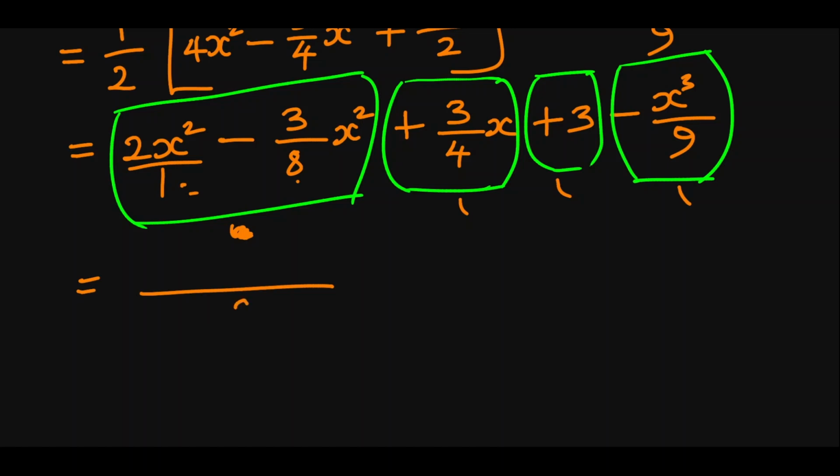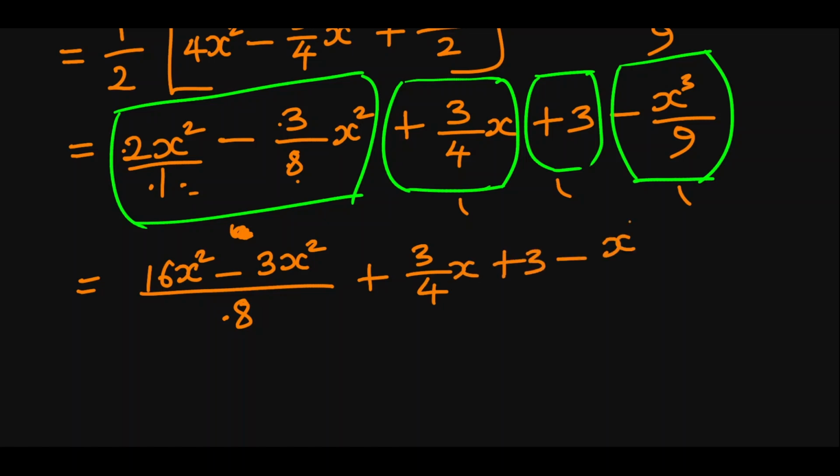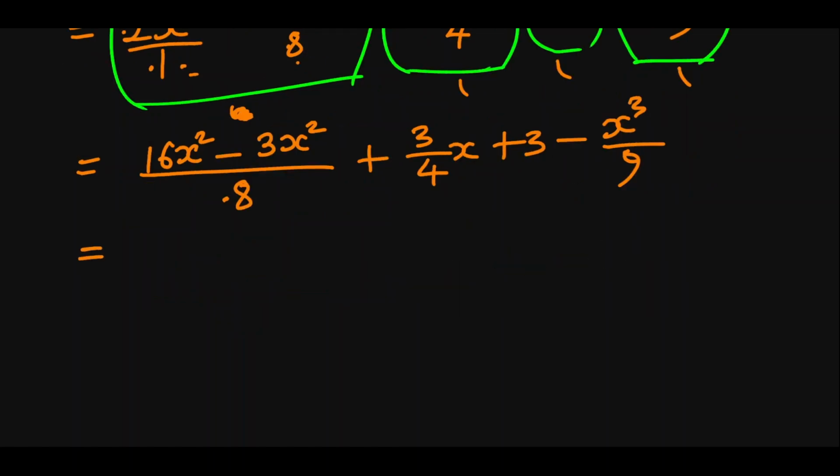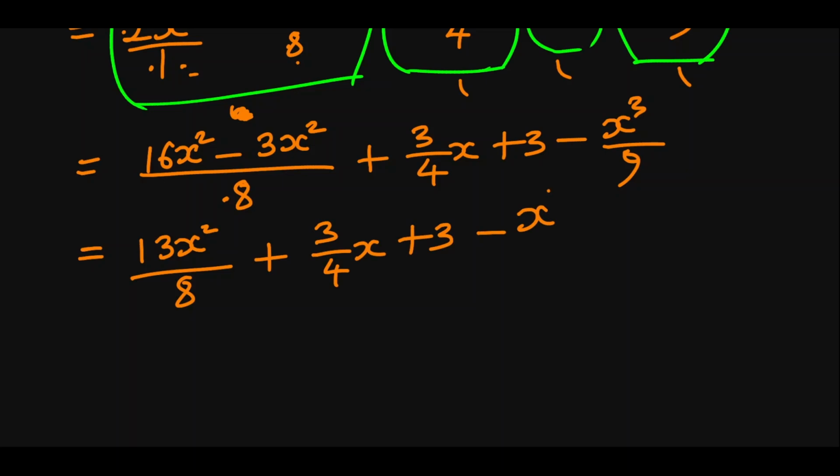LCM of 1 and 8 is 8. So 8 divided by 1 gives us 8. 8 times 2x squared gives us 16x squared. Minus 8 into 8 is 1. 1 times 3 is 3. So this is 3x squared. So we still put this plus 3 over 4x plus 3 minus x raised to power 3 over 9. If we simplify this further, 16x squared minus 3x squared gives us 13x squared. So this is 13x squared over 8 plus 3 over 4x plus 3 minus x raised to power 3 over 9.